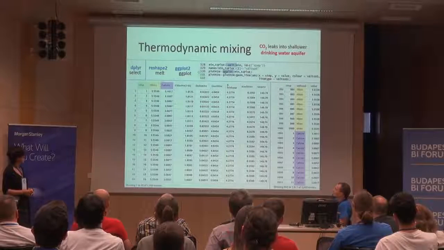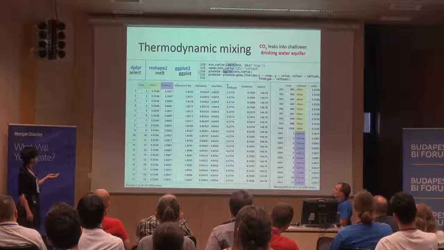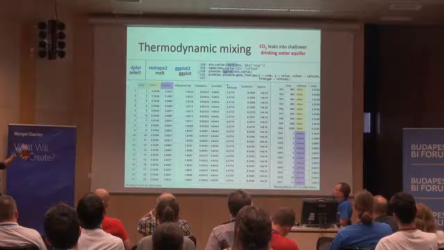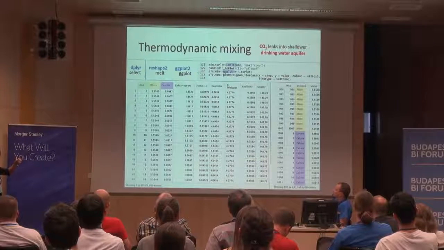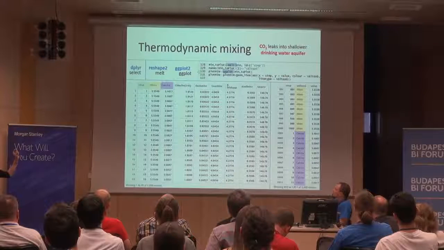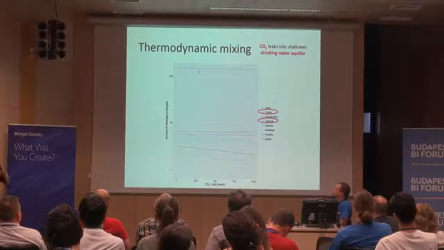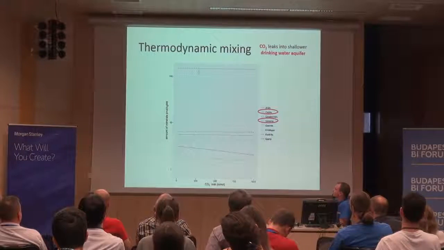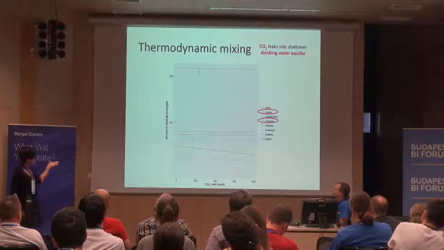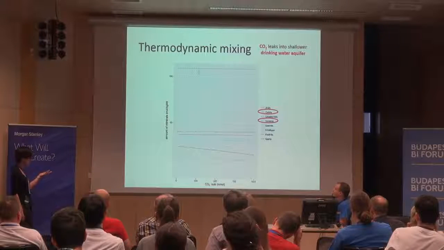So this is a data table, what PHREEQC, this geochemical software, is producing. And in the steps, on the left side, it's the amount of carbon dioxide contaminating the water. And the model is giving us the amount of minerals in the rock. And this is the plot, what we can produce, and it's really helpful for us by R. One can see here that the calcite is dissolving and the dolomite mineral is precipitating at the same time.